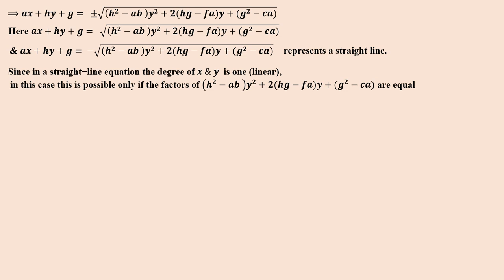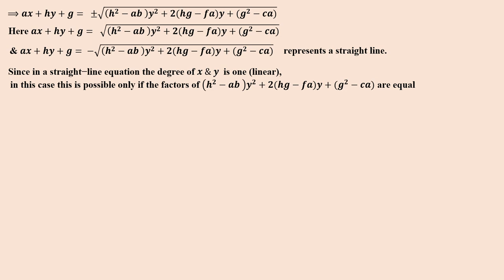x square has power 2, but in this case the power should be 1 only, so the factors should be the same, meaning x minus a into x minus a, right? Then it will be x minus a the whole square. Both roots should be equal. So x minus a whole square equal to 0 means x minus a equal to 0. So x is equal to a. That is the linear equation. So that is the idea.